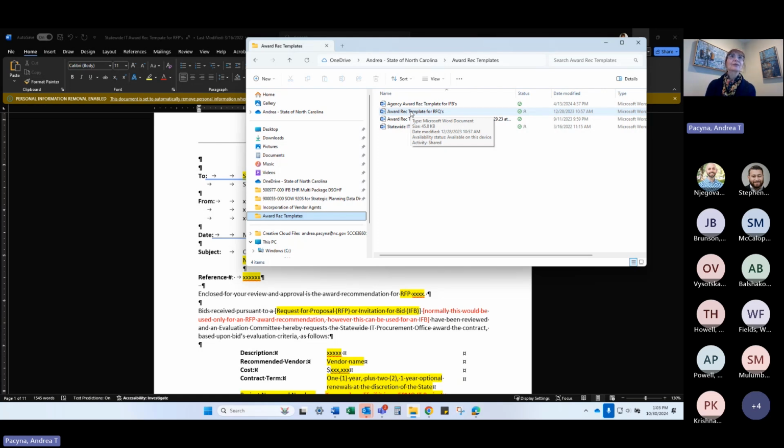We never had an award recommendation for IFBs, but I found that these agencies were somewhere in limbo. The RFQ award recommendation template really didn't fit it. Neither did the RFP award rec template, which was way too robust. So I created that. Why don't I show you the simpler ones first, and then we'll go into the details on the RFP. And I'll tell you the biggest fatal flaws that these agencies make.